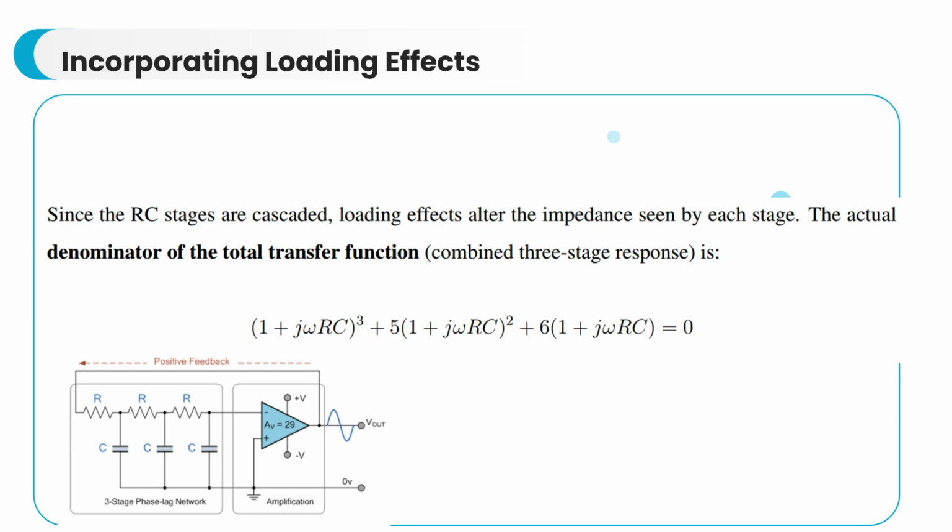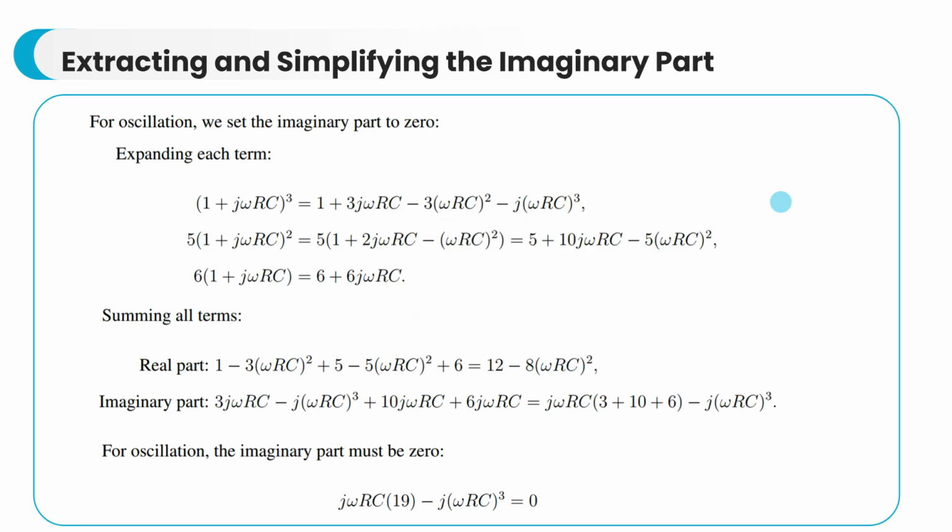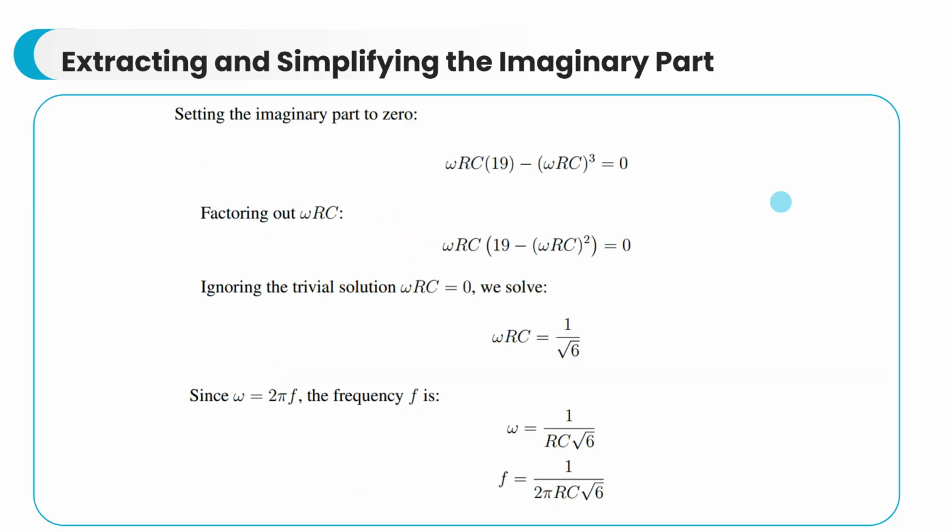This alters the impedance and modifies the denominator of the total transfer function. When incorporating loading effects, the total transfer function's denominator is adjusted from the simple cubed term to this expanded polynomial equation. For oscillation, the imaginary part of the denominator must be 0. We expand and sum the terms to identify the real and imaginary parts. Setting the imaginary part to 0 and ignoring the trivial solution, we derive the actual oscillation frequency f, incorporating loading effects.